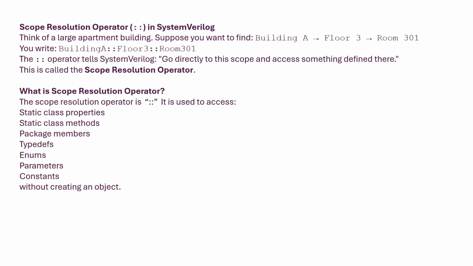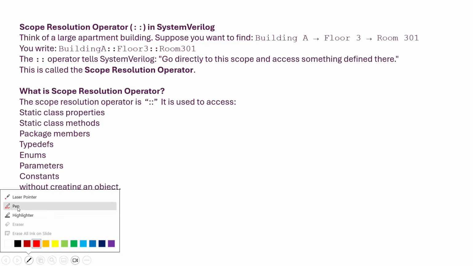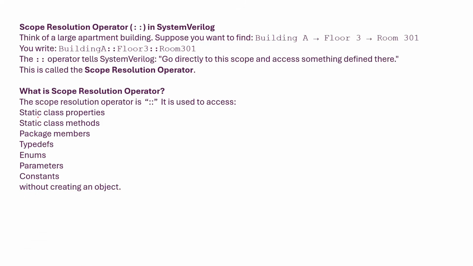We are accessing static methods, static properties, and static operators. Whatever the packages may be, we have different packages, and packages are also called directly by using the scope resolution operator. And typedef, enum, all these things are accessed by using the scope resolution operator without creating the object. Without creating the object, we are calling them.